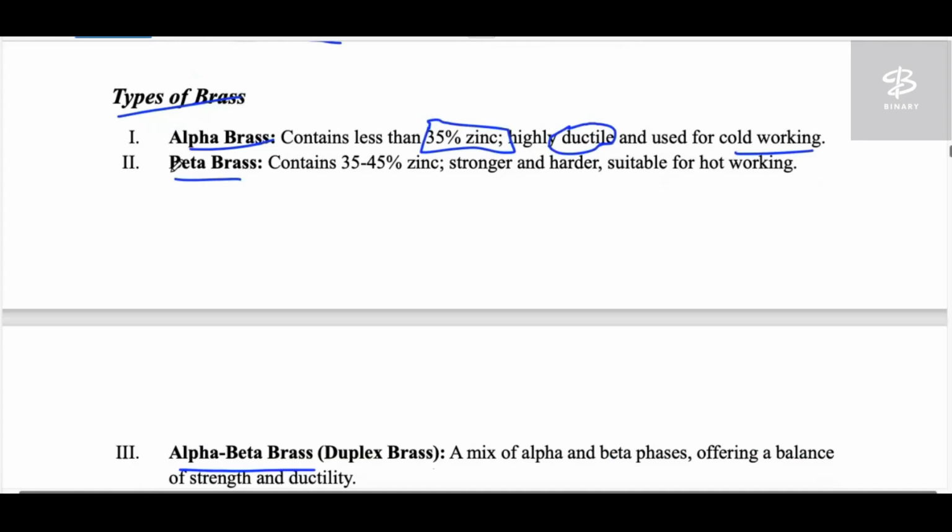If we talk about beta brass, then it has a content of 35 to 45% zinc. So in beta brass, we have the limitation of 35 to 45% zinc that is incorporated into the parent metal material, which is copper. So it is stronger and harder, suitable for hot working.